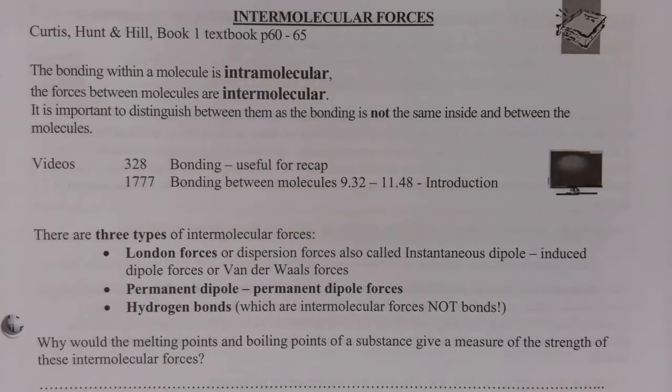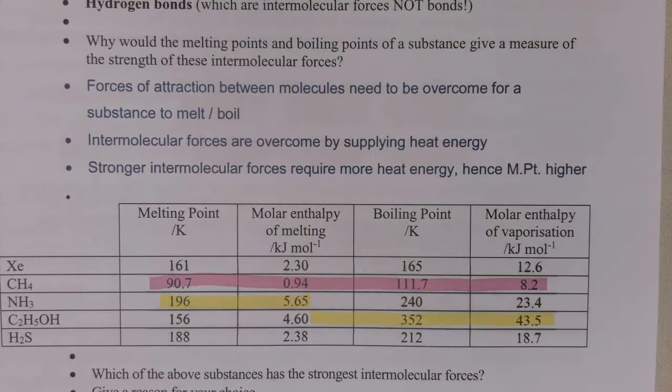So the melting point and boiling point of a substance can give us a measurement of the strength of these intermolecular forces. The higher the melting point or boiling point, the stronger the intermolecular force will be. So when we melt or boil a molecular solid, it's the forces of attraction between the molecules that need to be overcome, not the forces within the molecule. So for example, when we boil water, we don't break the strong covalent bonds between the oxygen and the hydrogen. Rather, we overcome the weak intermolecular forces between the water molecules.